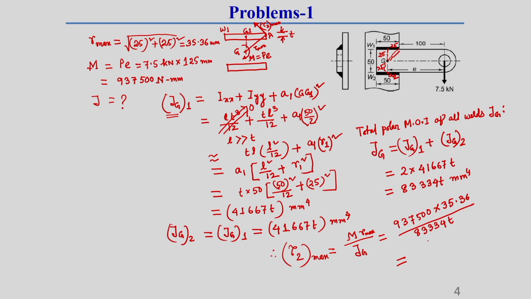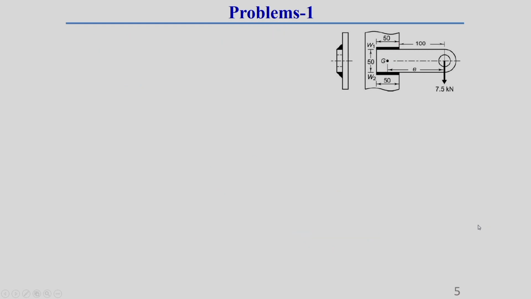Directly I am writing, this will give us 397.8 divided by T, and its unit will be your Newton per mm square. This you should keep it in mind. So, we got tau 2 max and what it is called tau 1. Now, tau 1 we know and tau 2 max also is known to us. These two values are known to us.